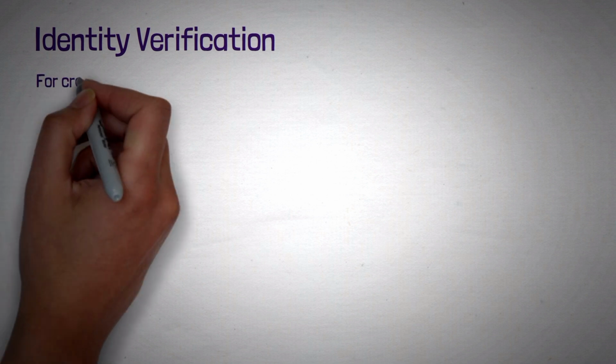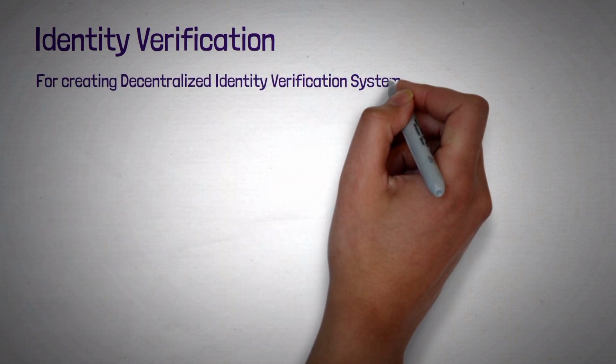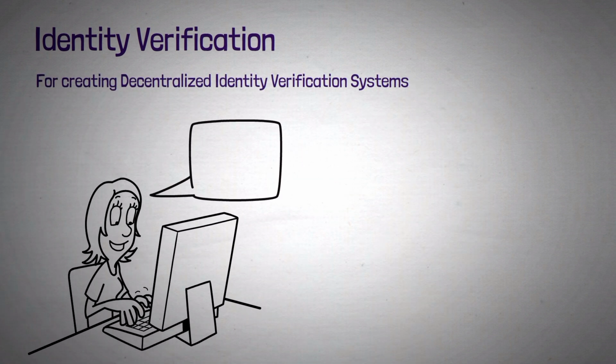Number 3, identity verification. Cardano's platform can be used to create decentralized identity verification systems, allowing individuals to securely and privately control their own personal information. Especially with how things are around the internet, this is extremely important today.